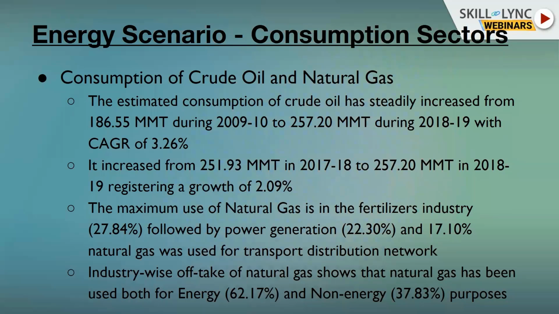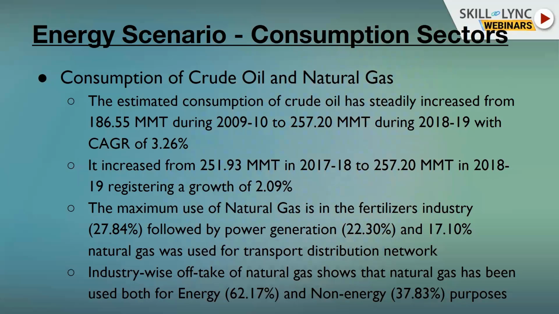And let us come to the next one. After coal and lignite, we are also using crude oil and natural gas in our day-to-day life, for our day-to-day usage of electricity and other things. Here you can see the crude oil has increased from 186.55 million metric tons. See the difference: in the previous case, coal is a raw material, so we used metric tons. But crude oil is a liquid, so we mention it as million metric tons.